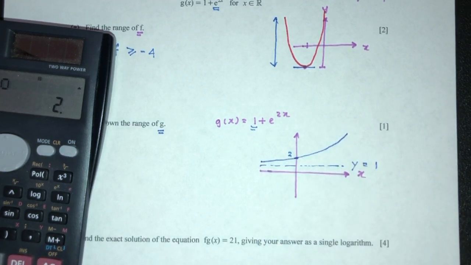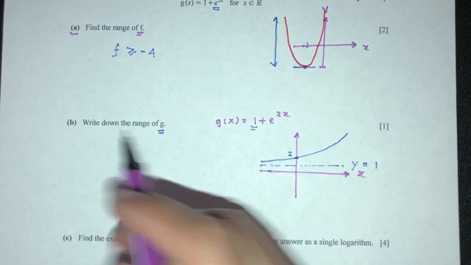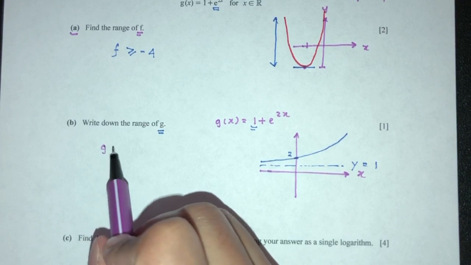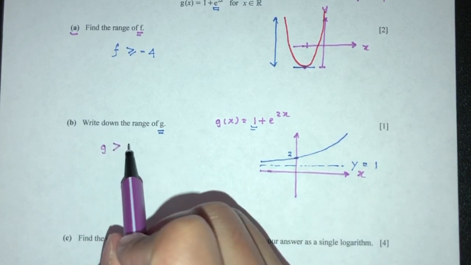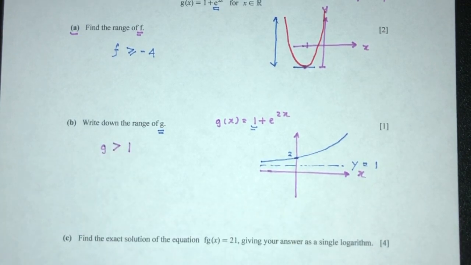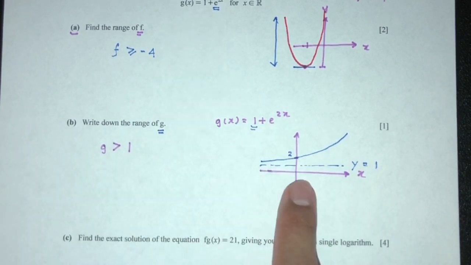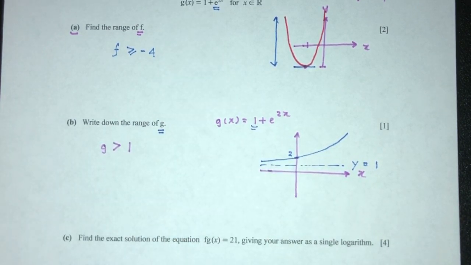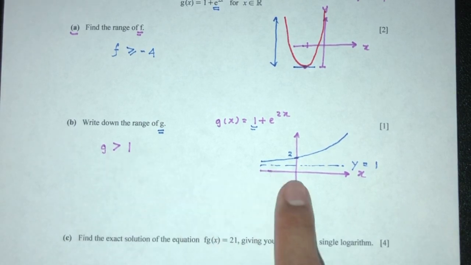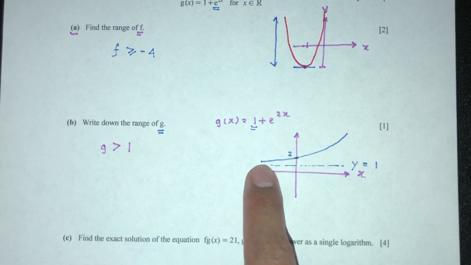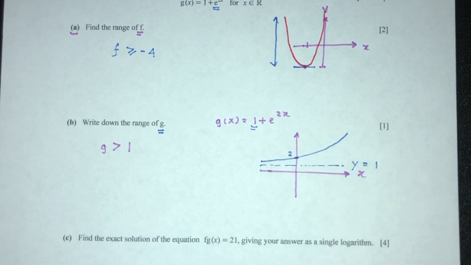As you can see, the range will be the y values, and the graph of g has to be always more than the value of 1. So that's the reason why they ask you to write this down. It is pretty easy, but this is the idea behind the question: why it is always more than 1, because we look at the graph. The y values here are always going to be more than this value. That's why it is more than 1.